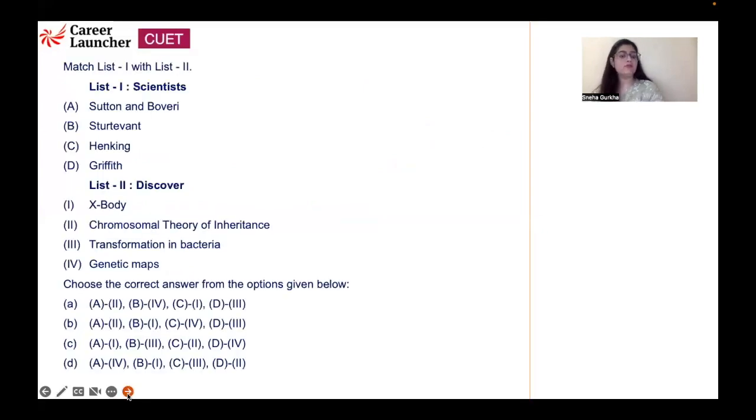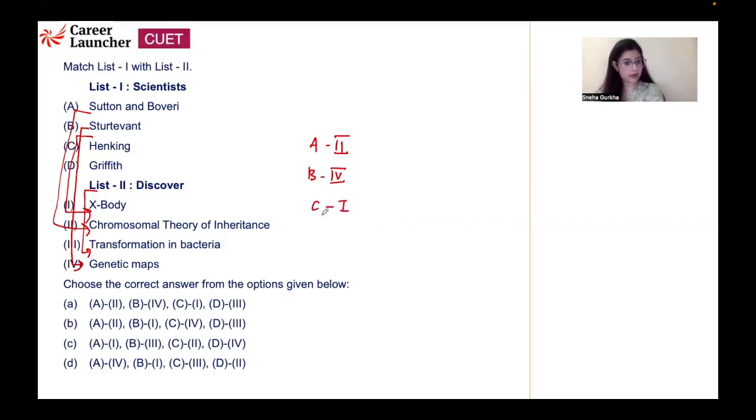Next, match list 1 with list 2. Sutton and Boveri, chromosomal theory of inheritance. Sturtevant is going to be with the discovery of genetic maps. Then Henking, X-body, and Griffith, transformation in bacteria. So A is with 2, B is with 4, C is with 1, and D is with 3. So option A here is going to be the correct option.